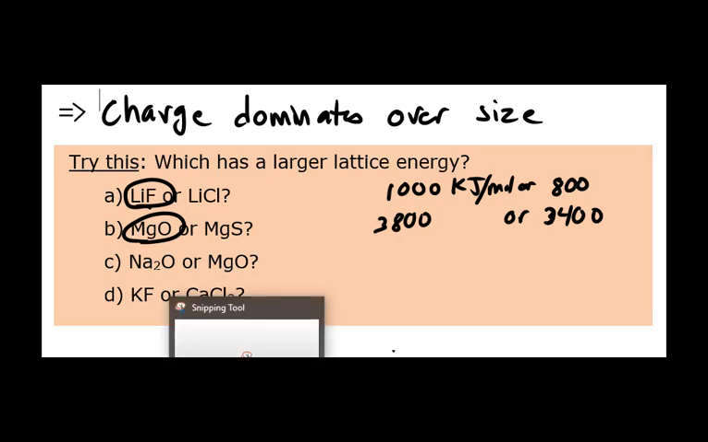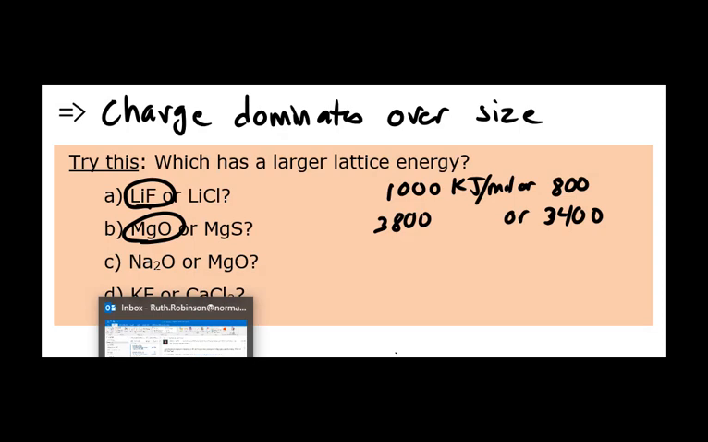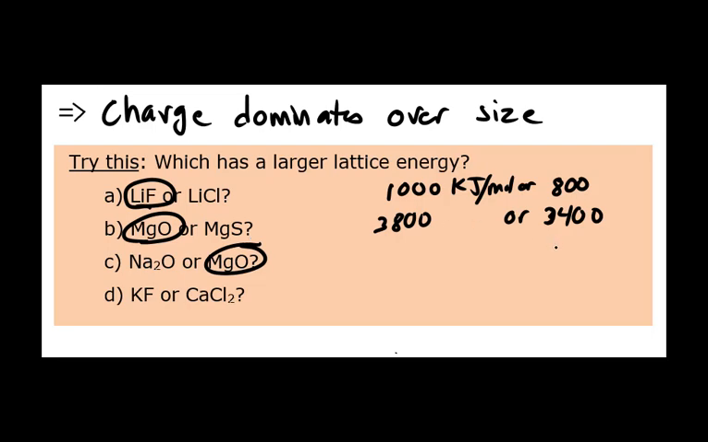So now we can compare two that are different in their charges. Sodium oxide and magnesium oxide. Okay, so magnesium is a 2+ ion, sodium is a 1+ ion. The charge is much greater for 2+, okay, twice as big. So MgO is the larger one. We already said MgO is 3,800. Sodium oxide is about 2,700, so much smaller.